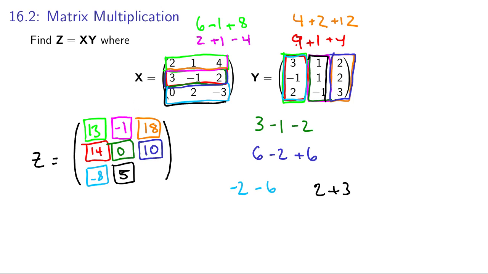And then last but not least, I guess we'll just try yellow, even though it's hard to see. We would have the third and the third, so third row, third column. That gives us 0 times 2 is 0, 2 times 2 is 4, and negative 3 times 3 is minus 9. 4 minus 9 is minus 13.